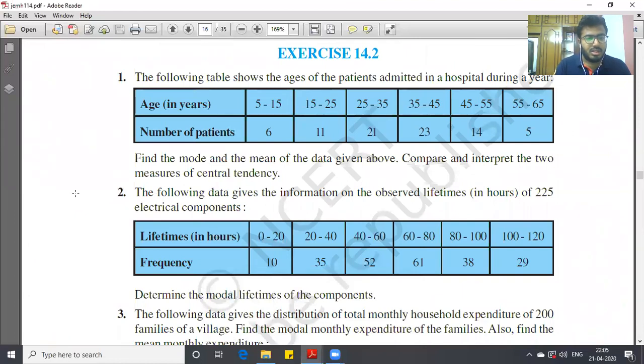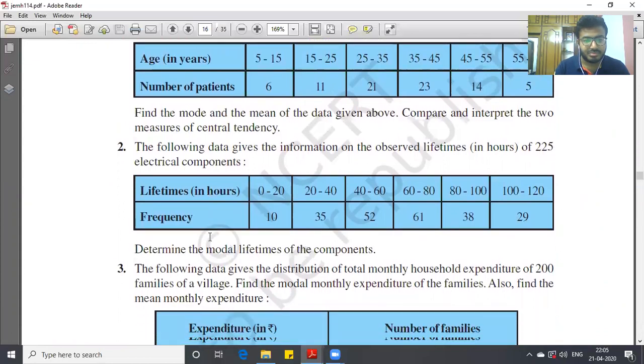The following data gives the information on observed lifetimes in hours of 225 electrical components. The lifetime is given as 0 to 20, 20 to 40, 40 to 60. So there are machines which are working for 20 hours, 20 to 40 hours, 40 to 60 hours, up to 100 to 120 hours. How many components work for 20 hours? That is 10. 20 to 40 is 35, and 100 to 120 is 29.